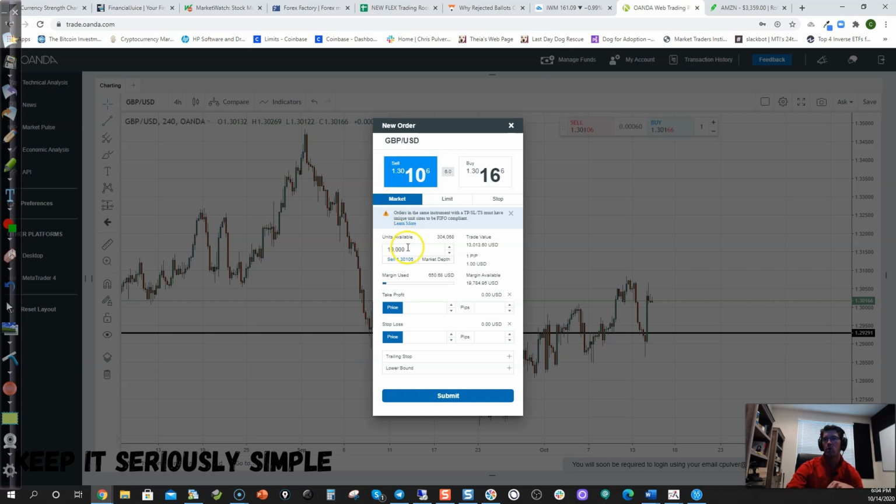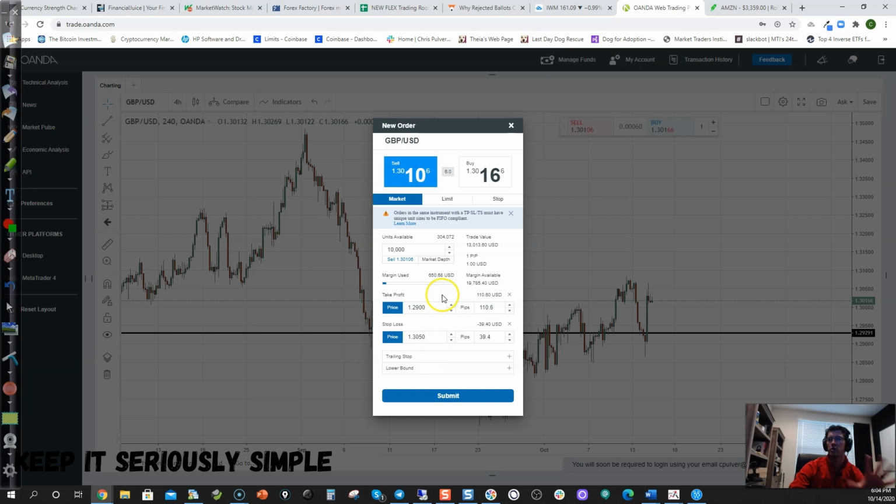Now, if I wanted to sell at market, I highlight the sell button at market, and then I decide what my trade size is going to be. I decide where my take profit level is going to be. So this would be sell at market, which would be 1.3010. Let's say I want to take profit at 1.2900 and a stop loss at 1.3050.